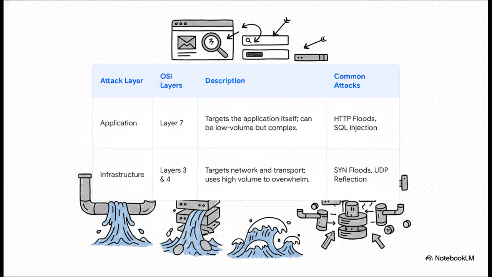But then you've got the sneakier ones, application layer attacks at layer 7. These are much more sophisticated. Instead of flooding the network, they target specific parts of your app, like a search bar or a login page, to try and wear it out.